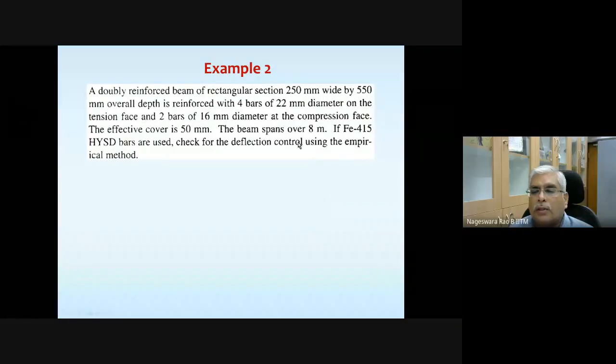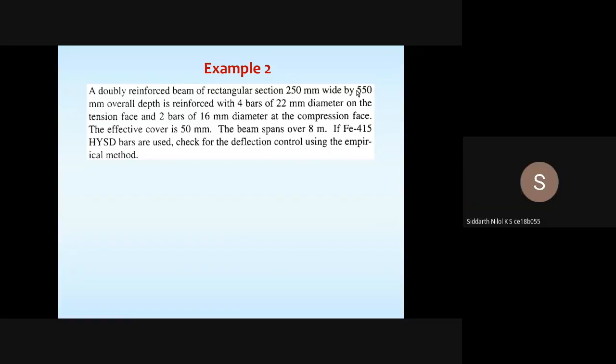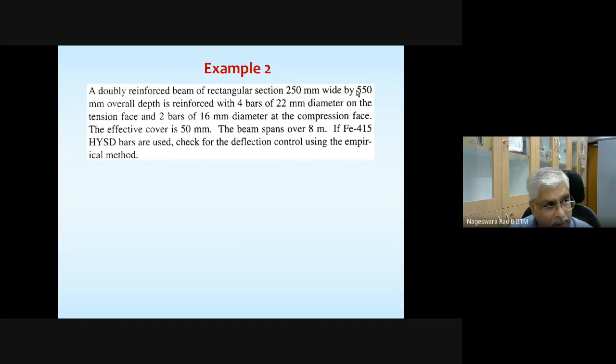17.8. So now please see what the actual L by D ratio is. Its span is 8 meters. 8 multiplied by 1000 divided by effective depth 500. 16. And what is the limit? 17.77. Okay, it's within the limit. So you can assume this design passes the check, or we can say deflection is going to be within the limits. Any questions here?